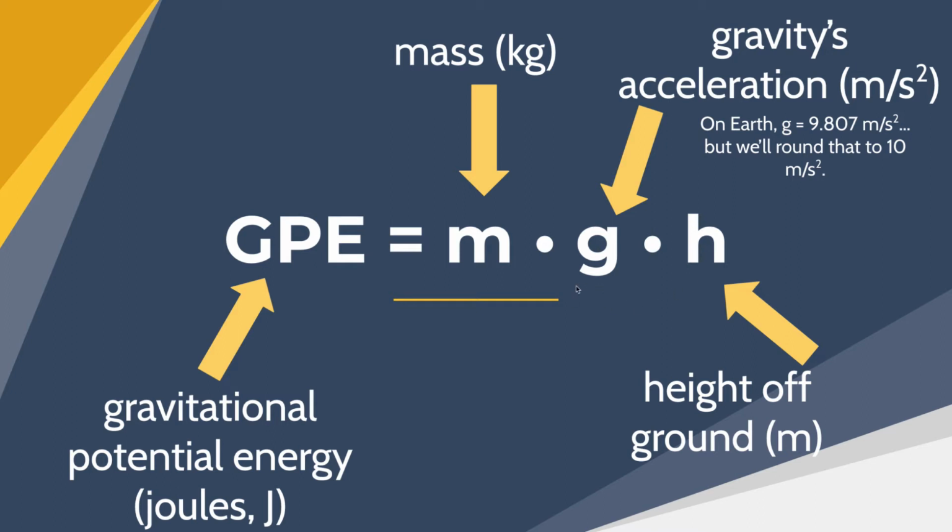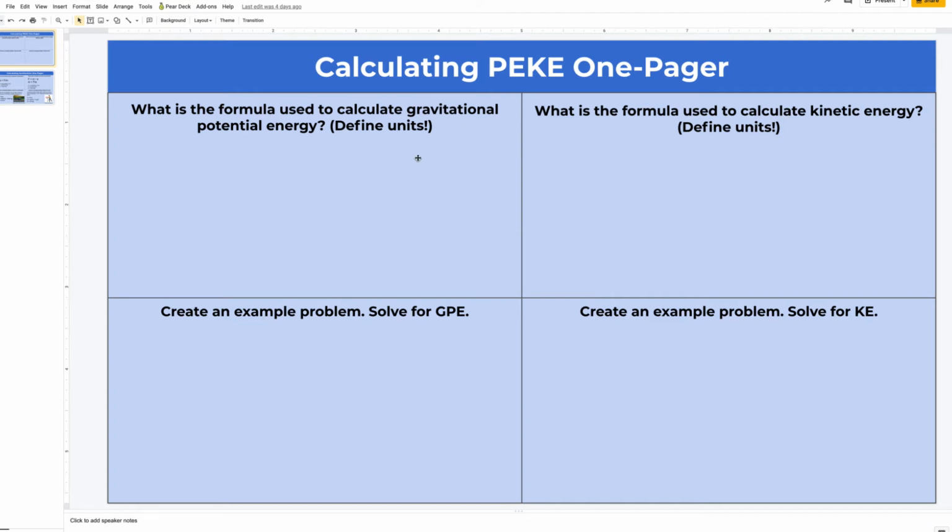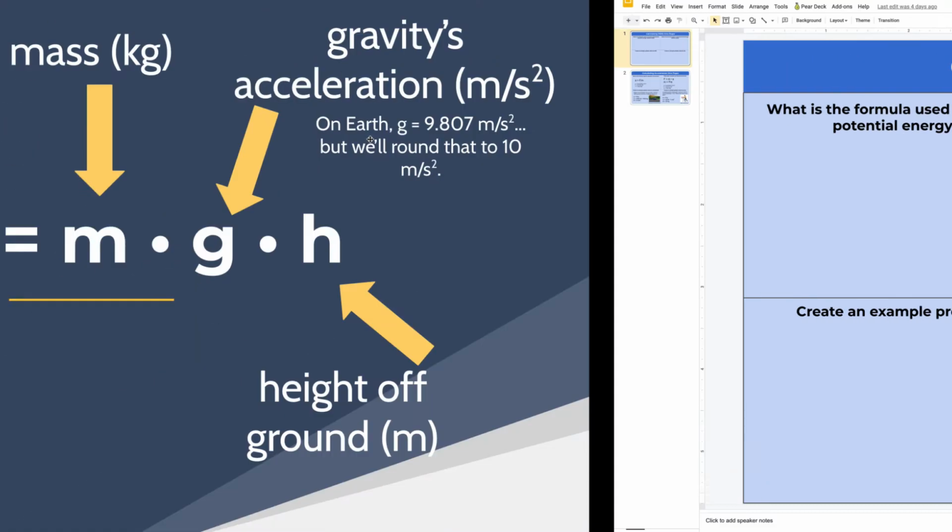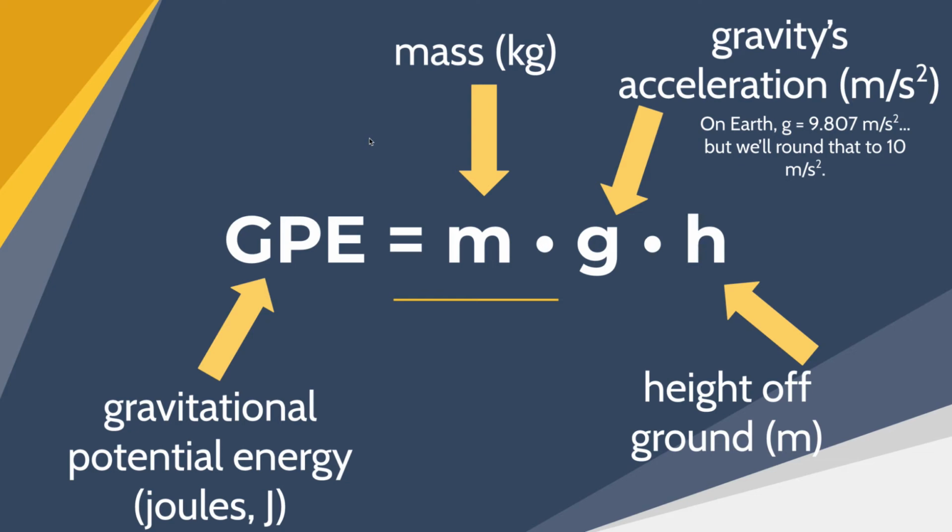So I'm hoping that this formula seems like it kind of makes sense. What we know about gravitational potential energy is that when you lift some sort of object with mass off the ground a certain amount of height and it's experiencing gravity, then it has potential energy. So now pause your video, and in the top left box of this one-pager, I want you to write the formula that we use to calculate gravitational potential energy and tell us what the M, the G, the H stand for and what units we use to measure them. So pause your video now and fill out that box.